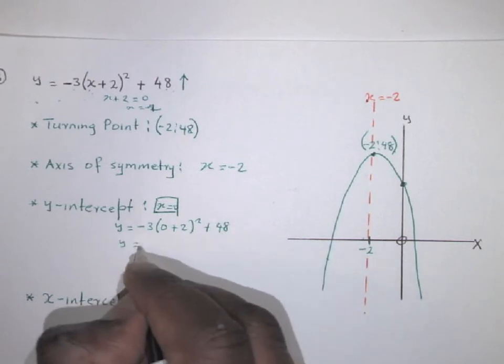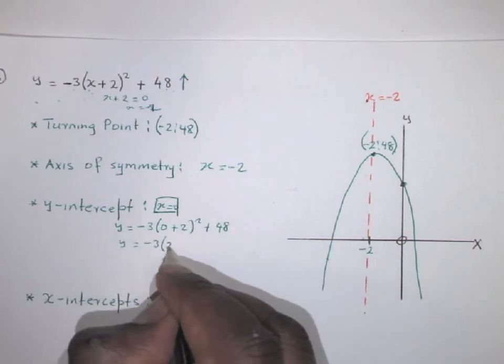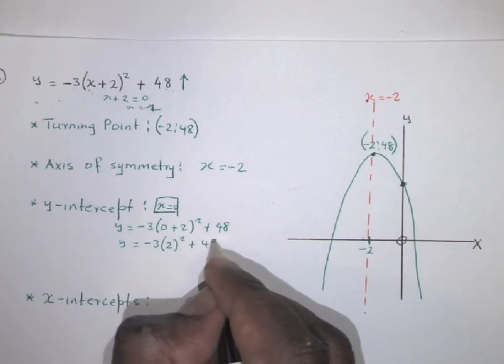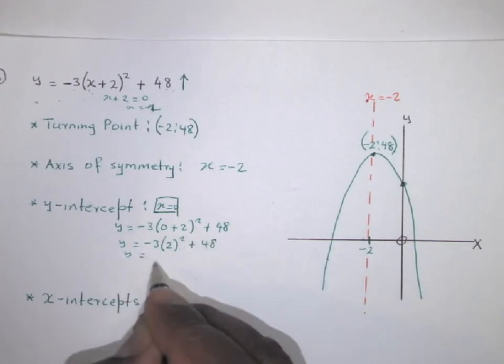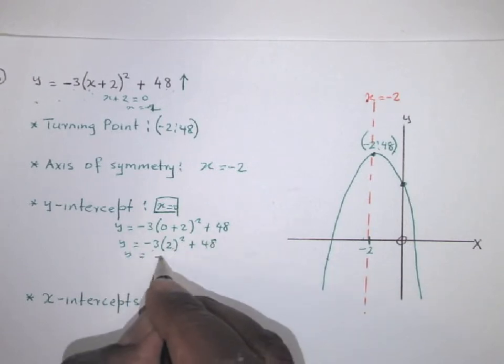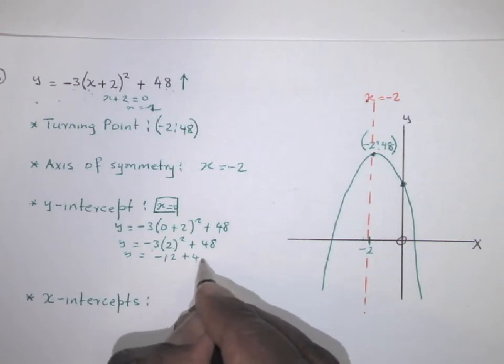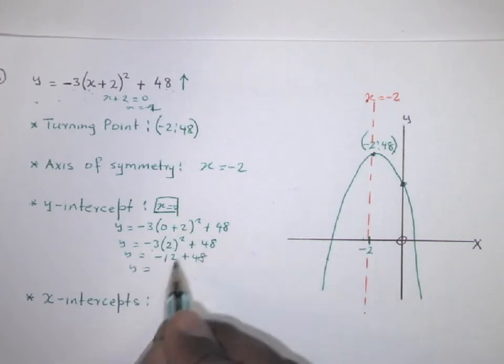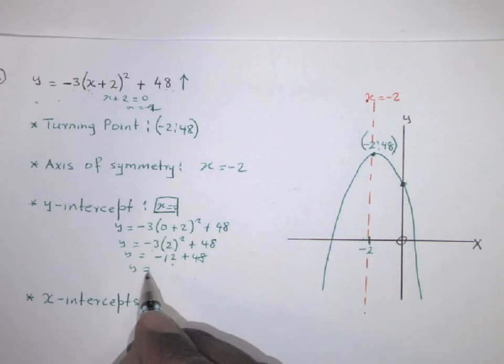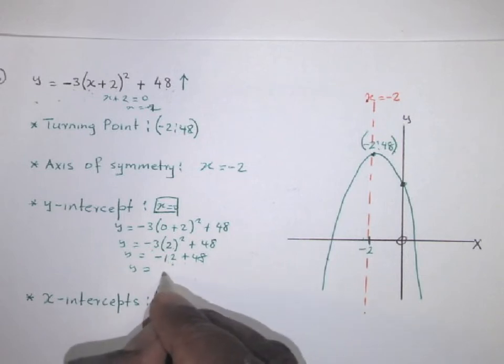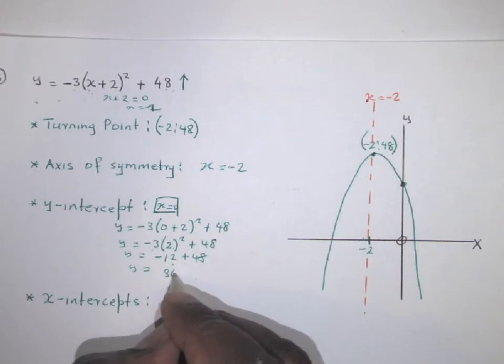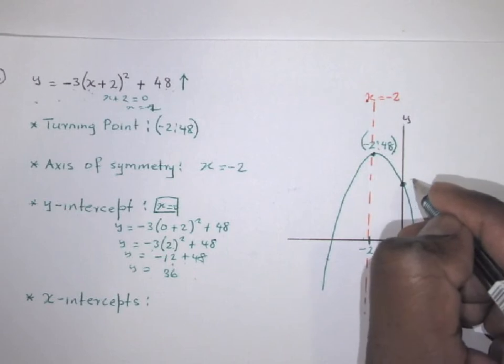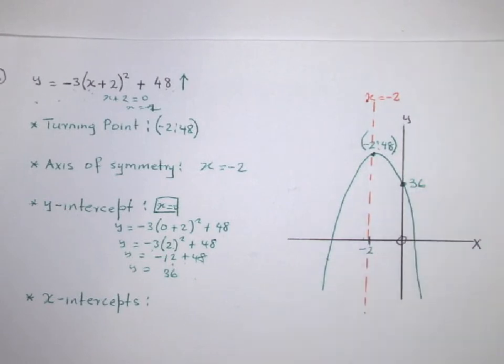So y equals minus 3 times 2 squared plus 48. So y equals minus 3 times 4, so it's minus 12 plus 48. So y equals minus 12 plus 48, which equals 36. So the graph cuts the y-axis at 36.